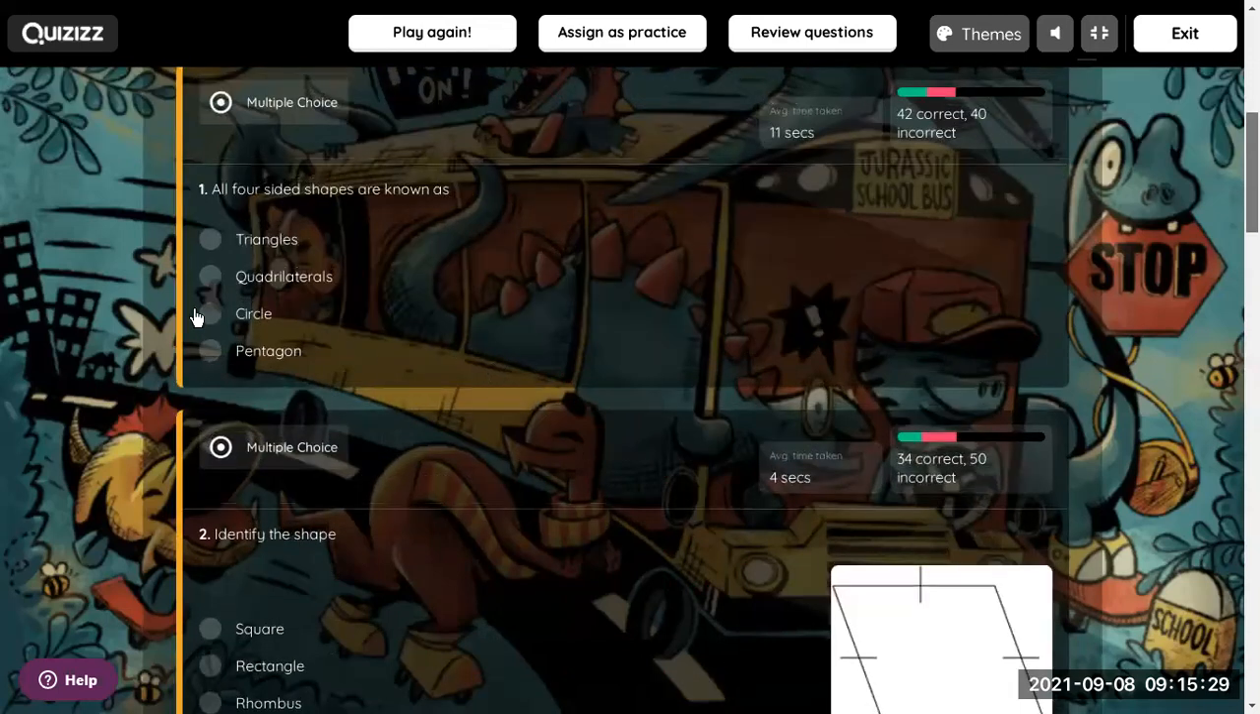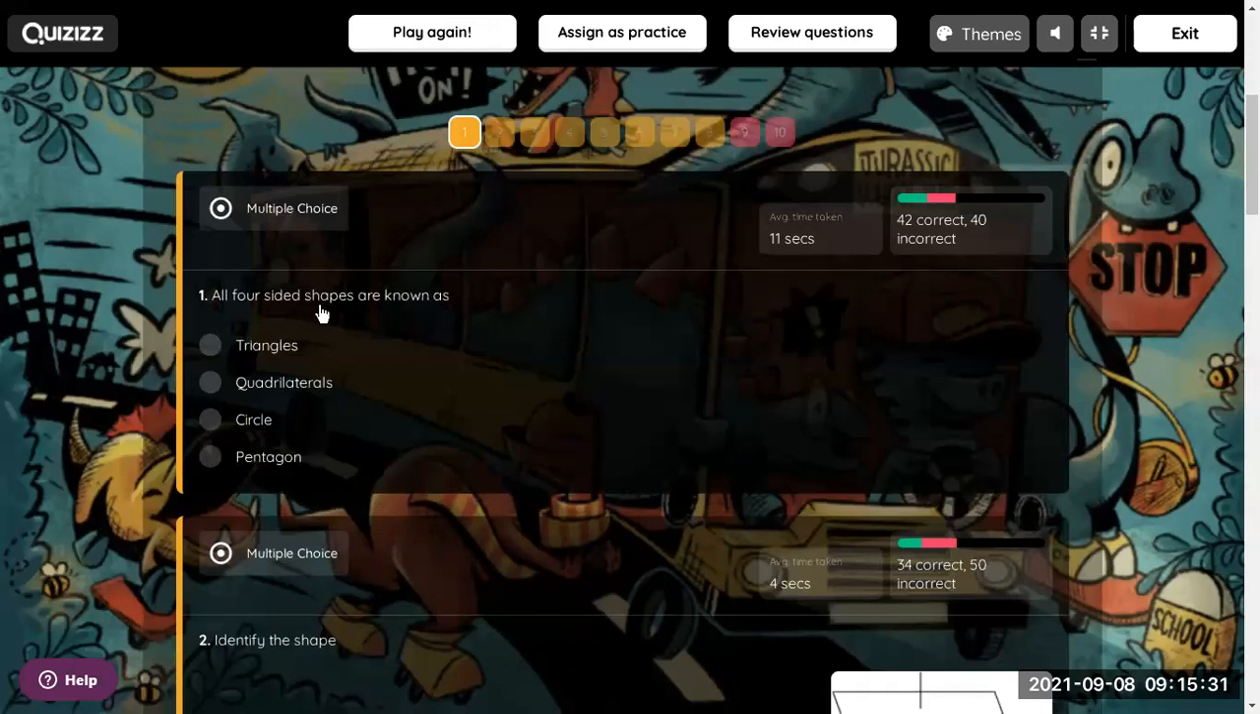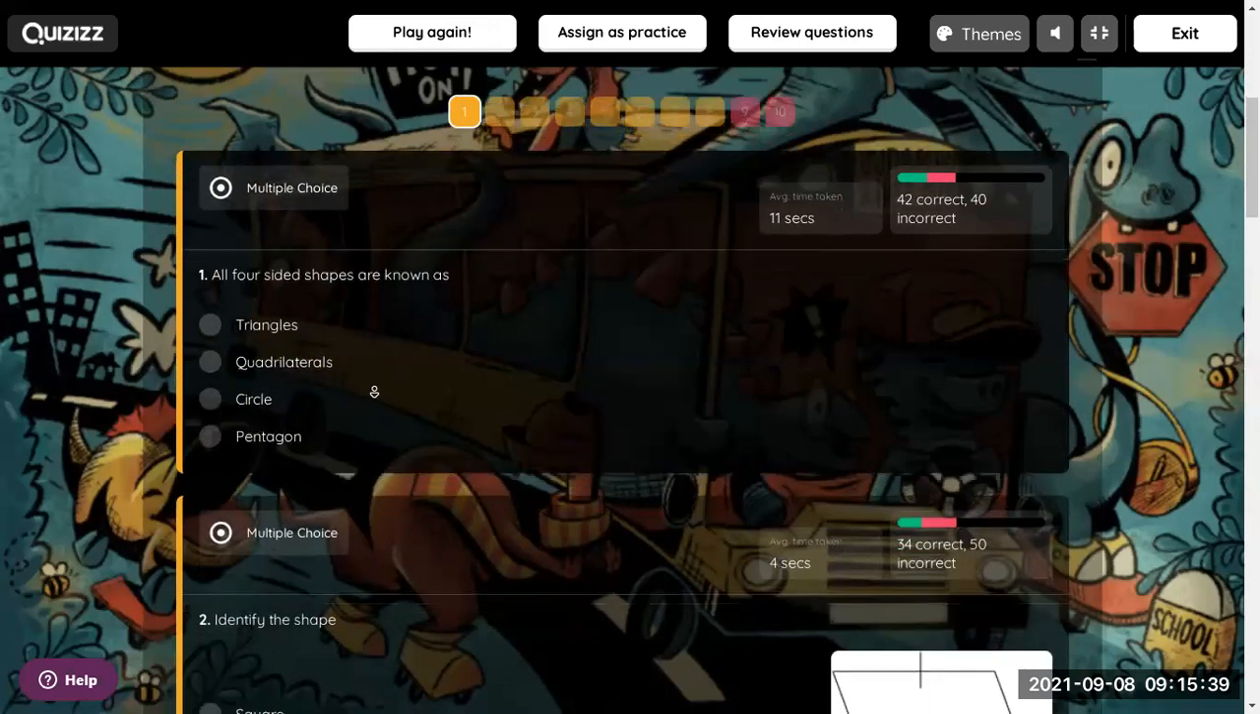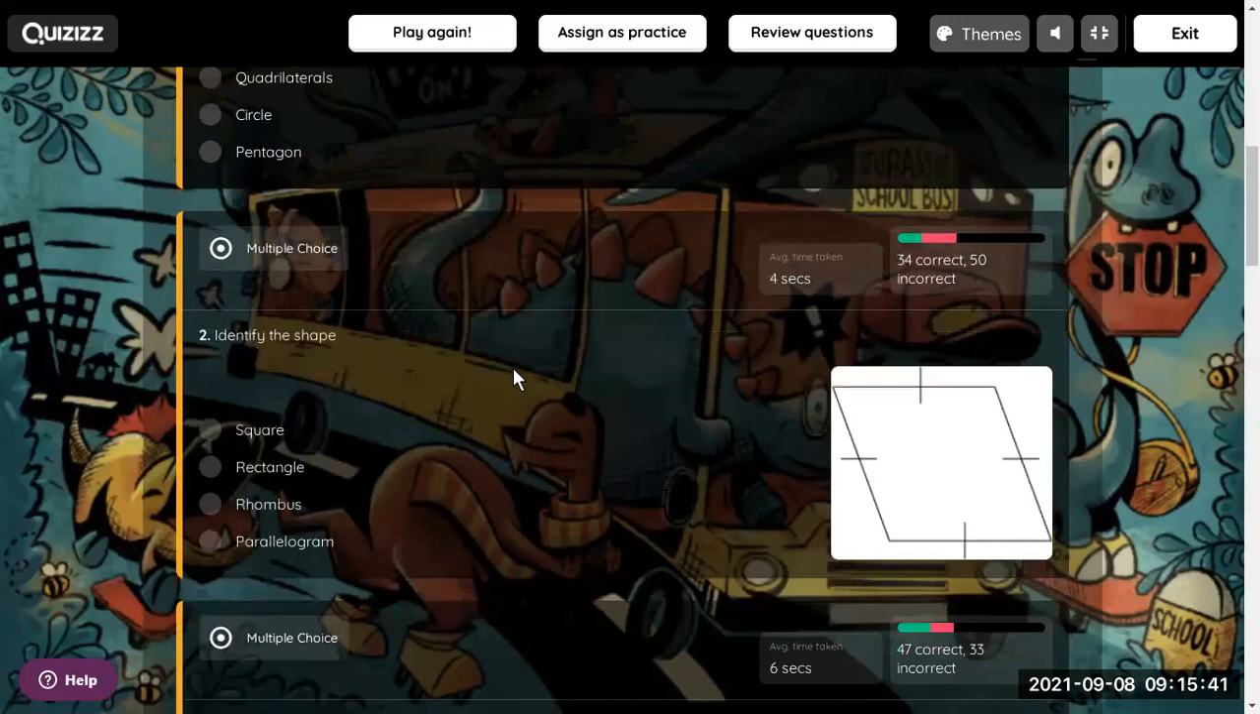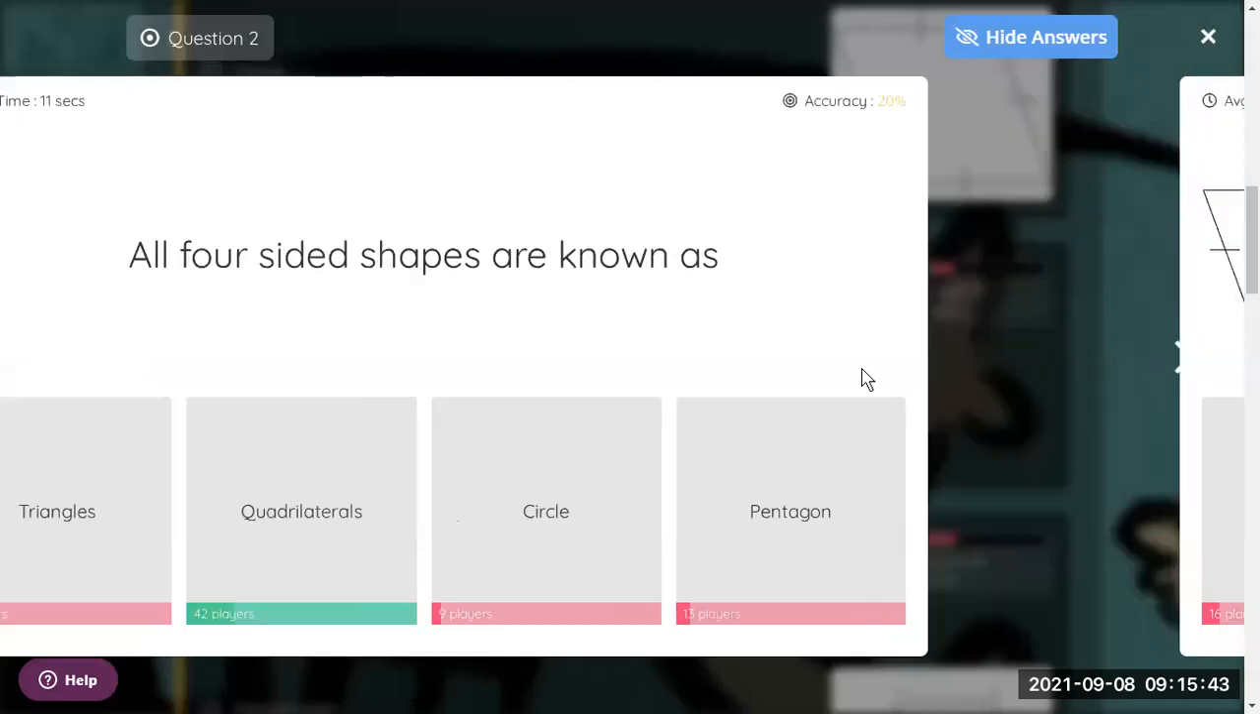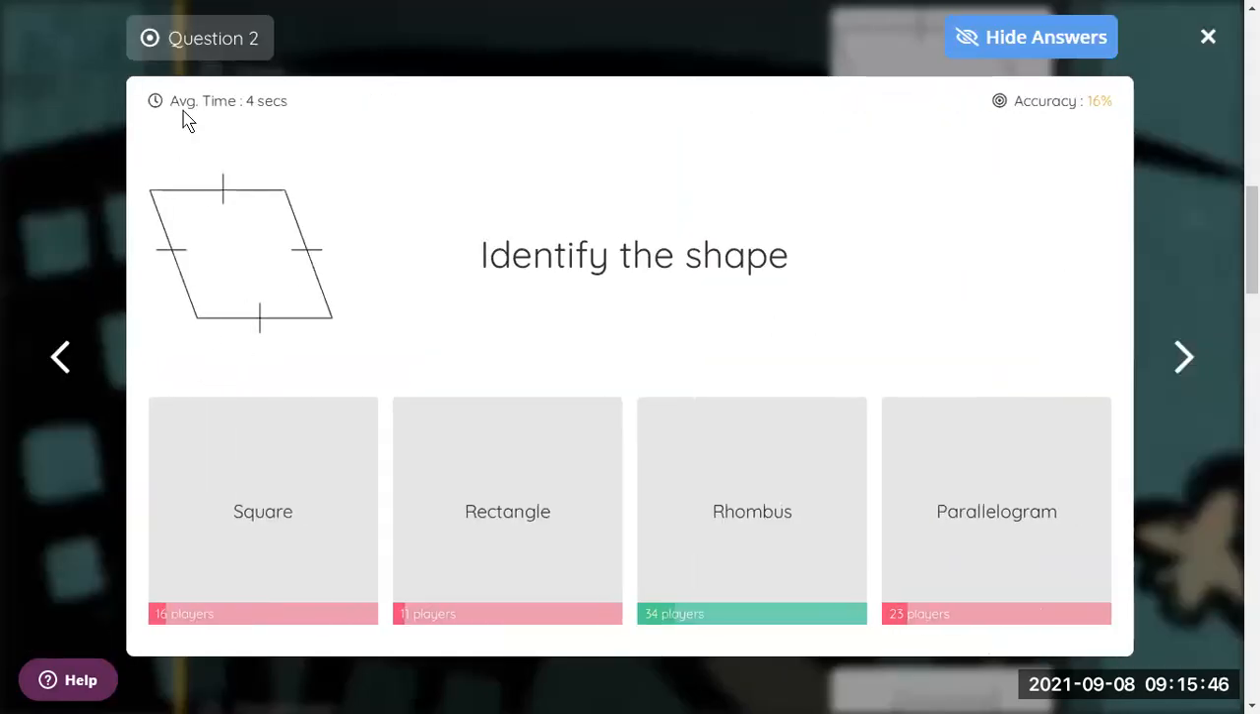So this is the first question. All 4-sided shapes are known as what? All four-sided shapes are known as quadrilaterals. Next question was identify the shape. All sides are equal. So this is a rhombus. And it's tilted, so that's a rhombus.